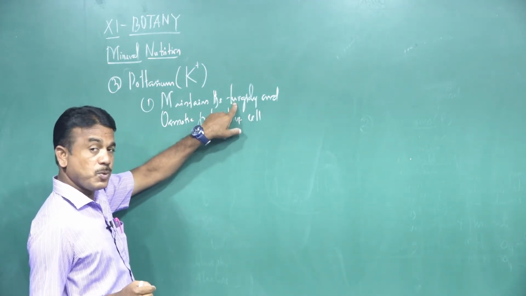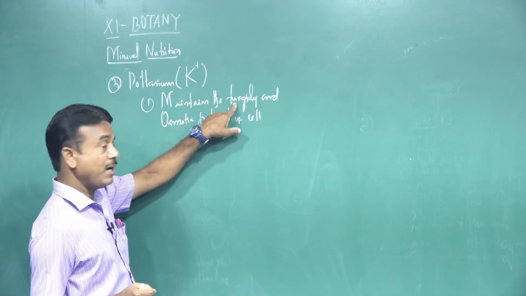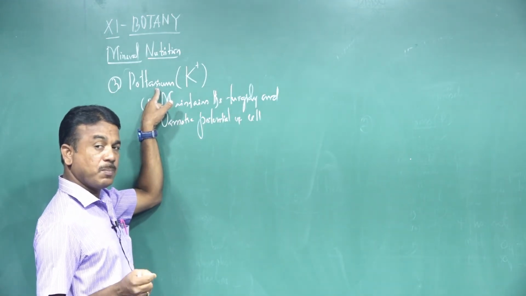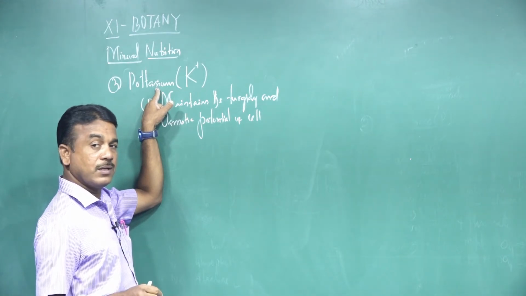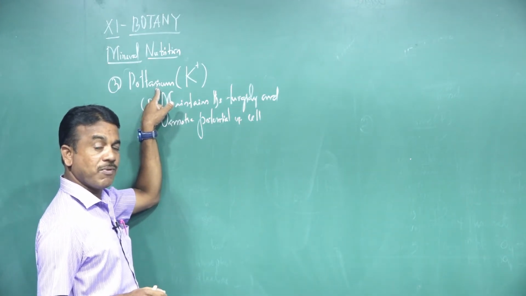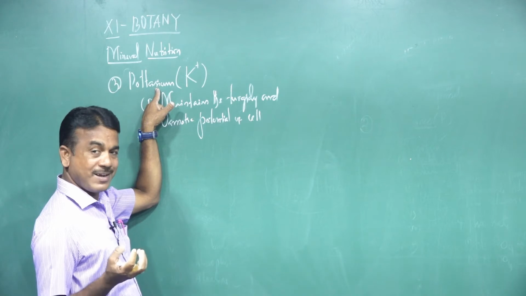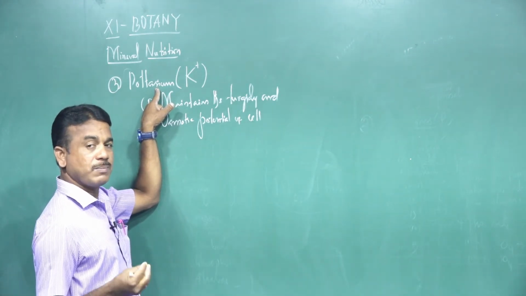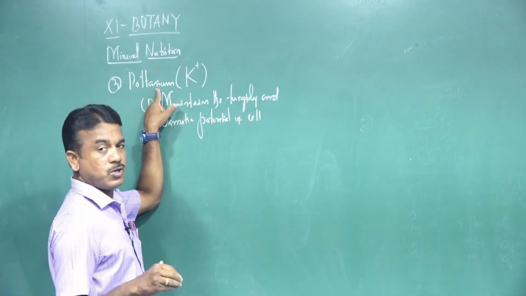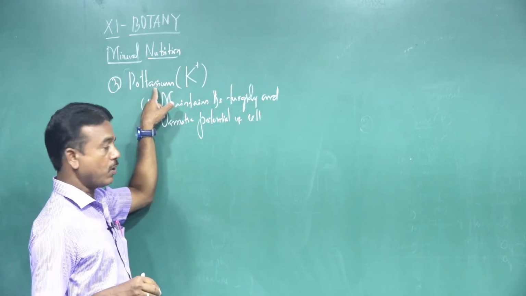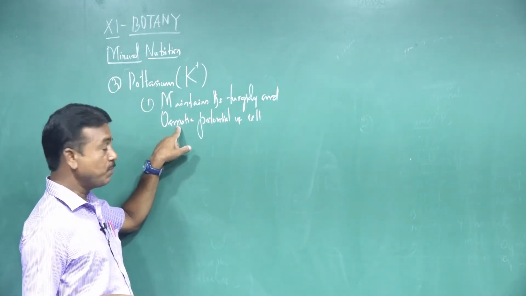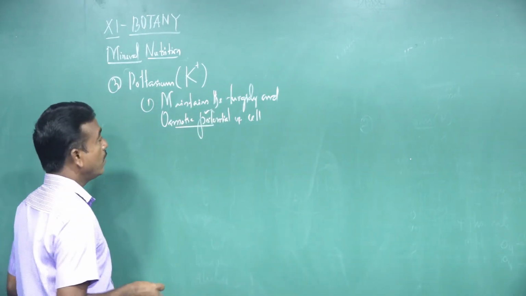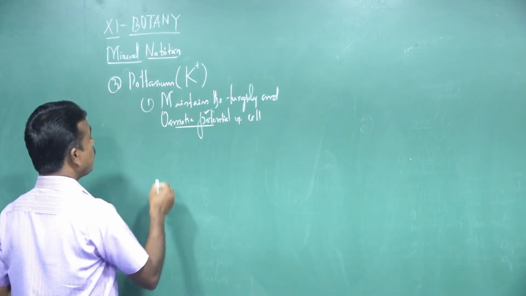The element responsible for such turgidity is commonly called potassium. If potassium is not properly available in the soil, the cell will become flaccid, that is, it shrinks because of loss of water oozing out of the cell. So the element responsible for maintaining turgidity is potassium, and it also maintains the osmotic potential of the cell.